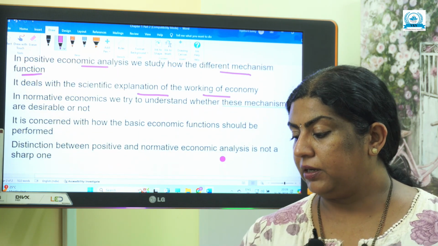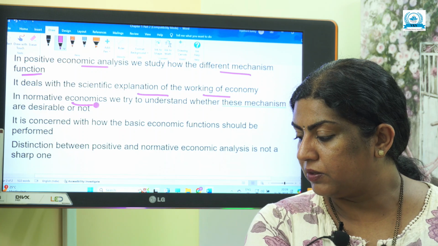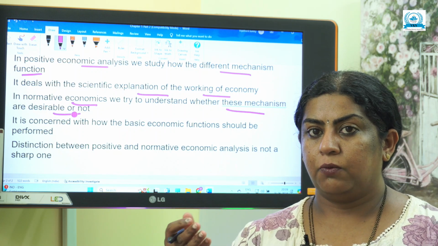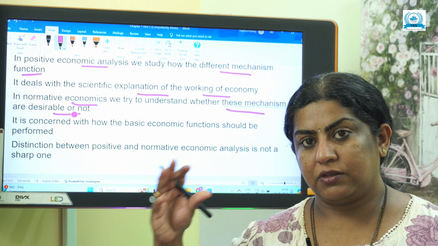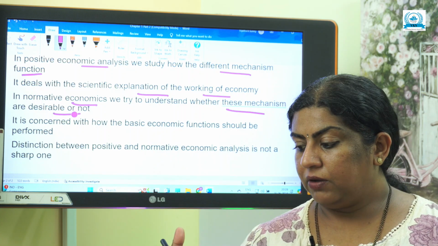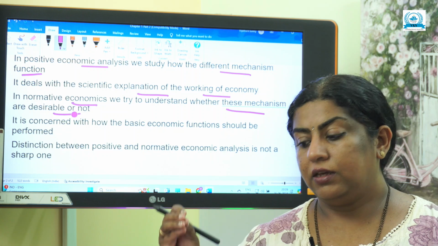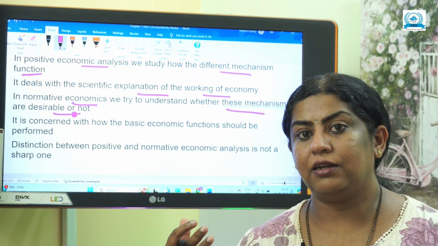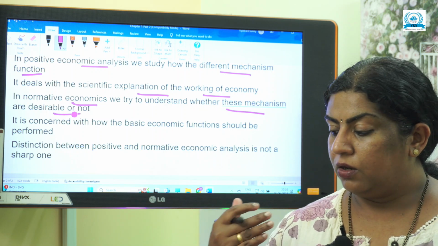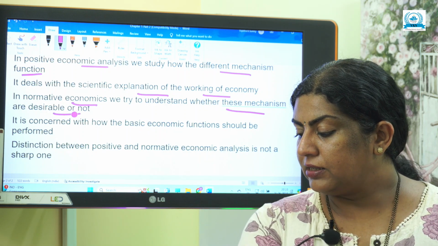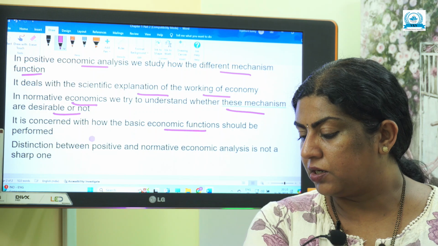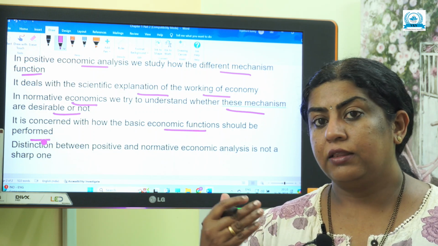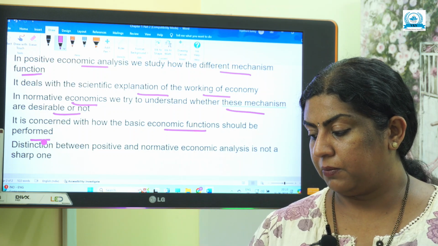Now what is normative economics? In normative economics, we try to understand whether these mechanisms are desirable or not. Whatever mechanisms we study in positive economics, in normative economics we understand whether these mechanisms are desirable or not, whether they are needed or not. It is concerned with how all the basic economic functions should be performed. That is what is dealt with in normative economics.